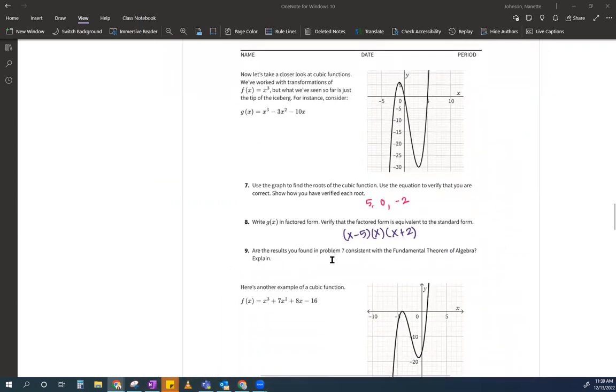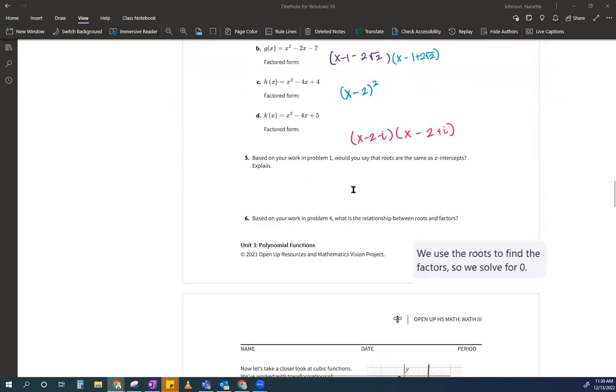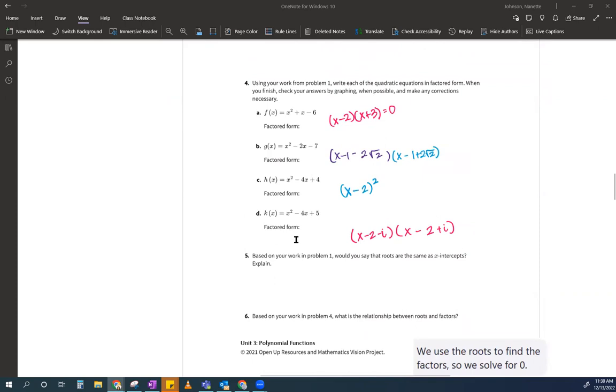Are the results you found in problem 7 consistent with the fundamental theorem of algebra? Reminding you that the fundamental theorem of algebra says if I have a polynomial of nth degree, in this case it's 3, that's my highest degree, I should have 3 roots. Boom, boom, boom. Yes, that's correct. It's true whether those roots are real or if they're imaginary.